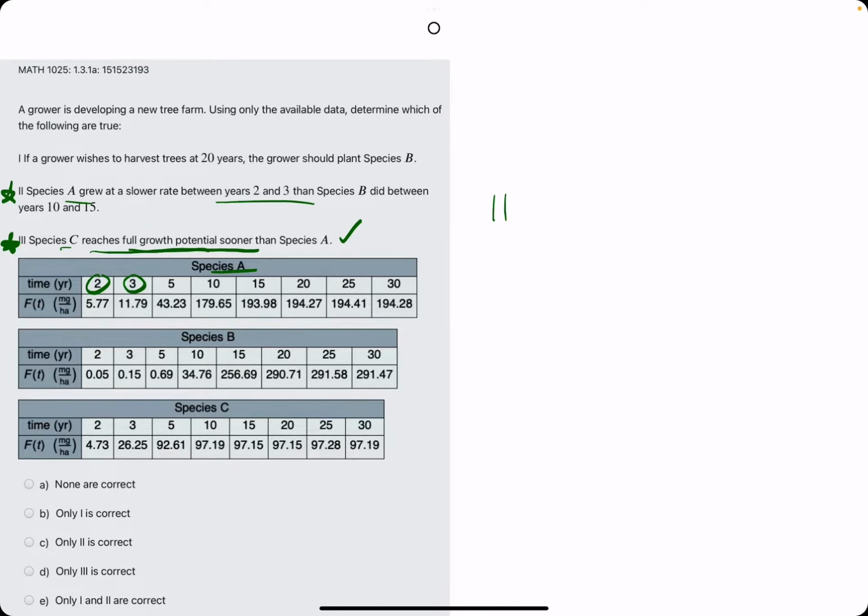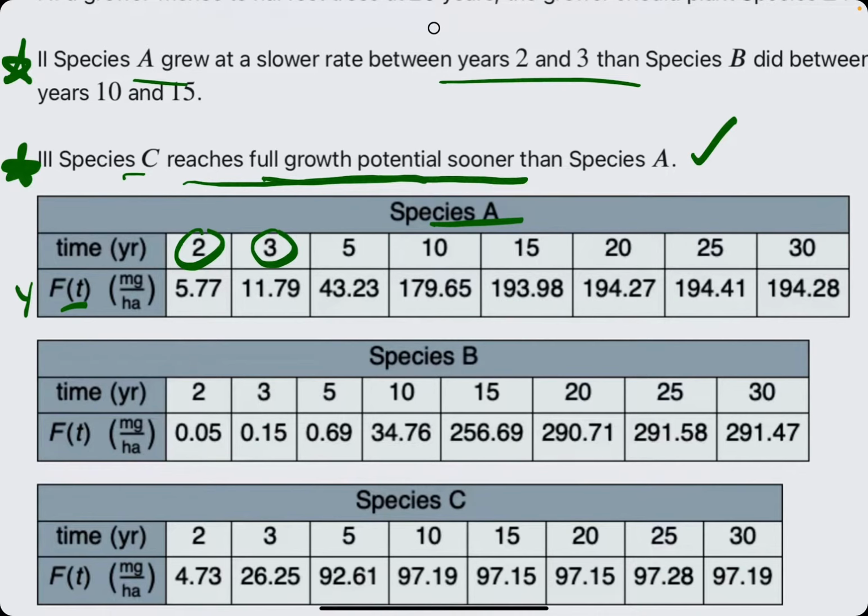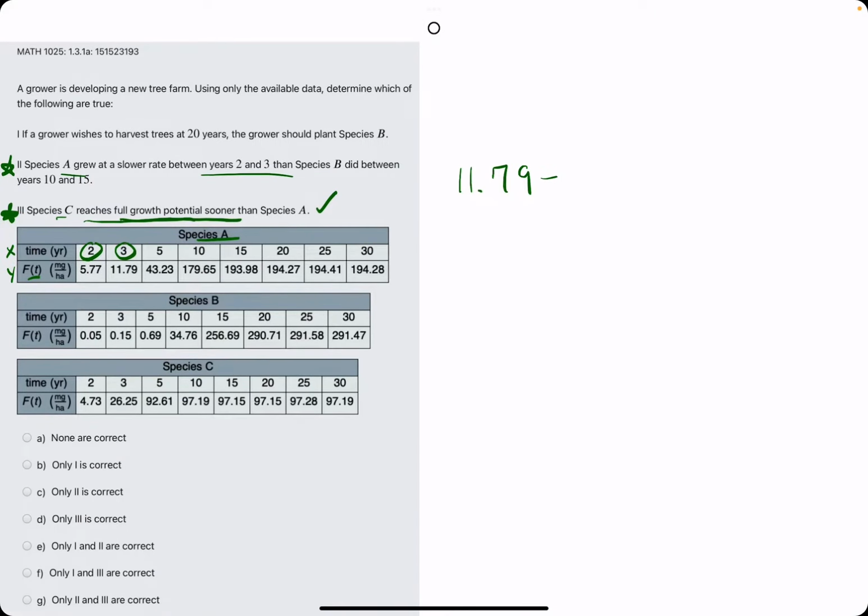We'll do y2 minus y1, treating the function values as our y values and the time values as our x values. So we have y2 minus y1, which is 11.79 minus 5.77, all divided by x2 minus x1, which is 3 minus 2. I'll break out a calculator for this. 11.79 minus 5.77 gives us 6.02. Divided by 1 is just 6.02.